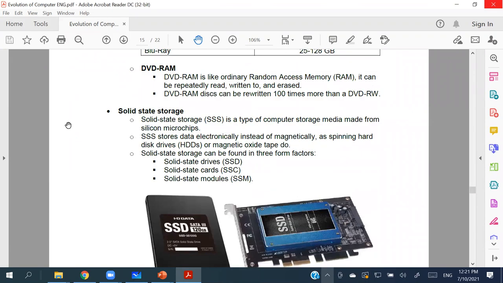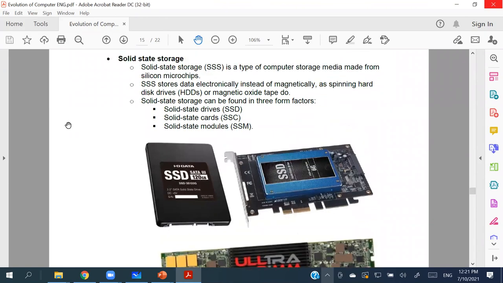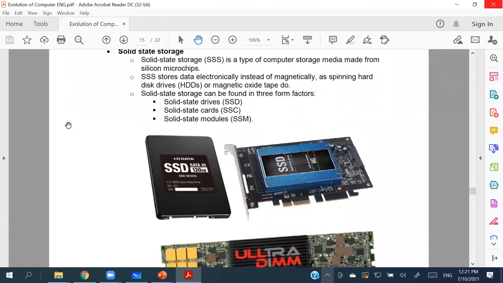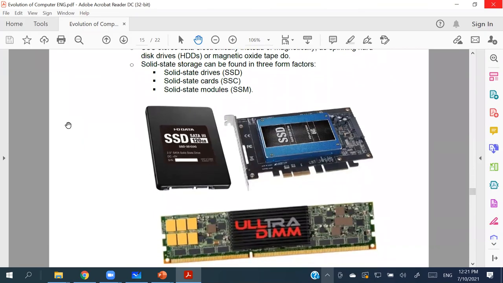But in solid state, it's just a circuit, and there are some very advanced technologies that we are using. Like SSDs. I think you know what an SSD is. It's the modern technology of the hard disk, and it is very fast.